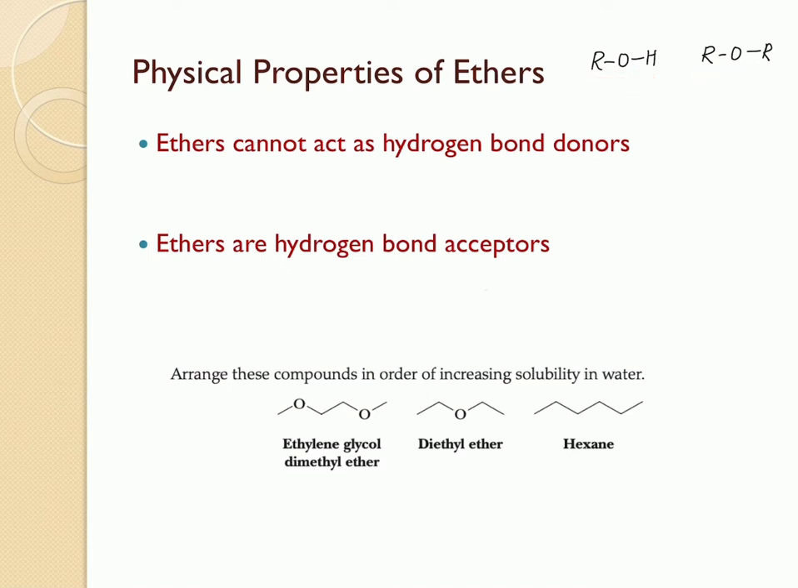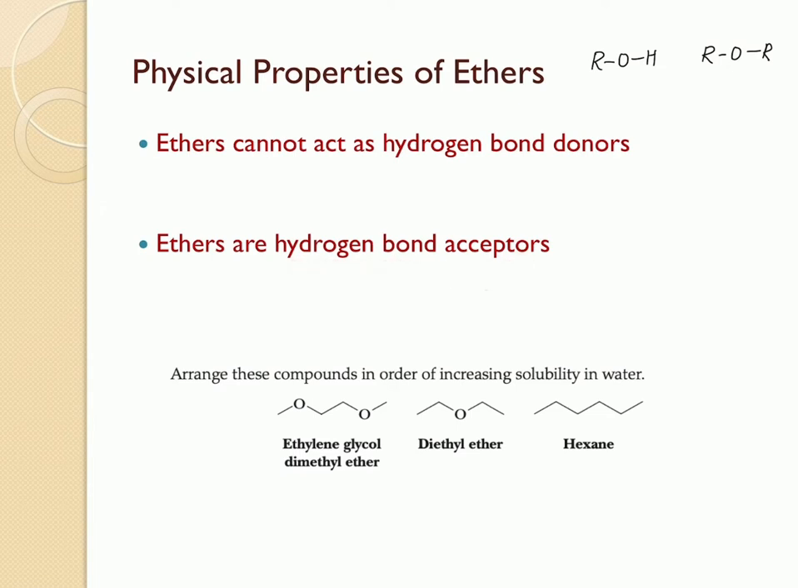For sure, alcohols will form hydrogen bonding because you can see that there is a hydrogen that is connected to an electronegative atom, right? But in the case of ether, there is no hydrogen attached to the electronegative oxygen. And therefore, ether cannot act as a hydrogen bond donor, which means there is no intermolecular hydrogen bonding between ether molecules. On the other hand, ether has an oxygen which has the ability to bond with hydrogen in water or in alcohol, right? Therefore, they can act as hydrogen bond acceptors.